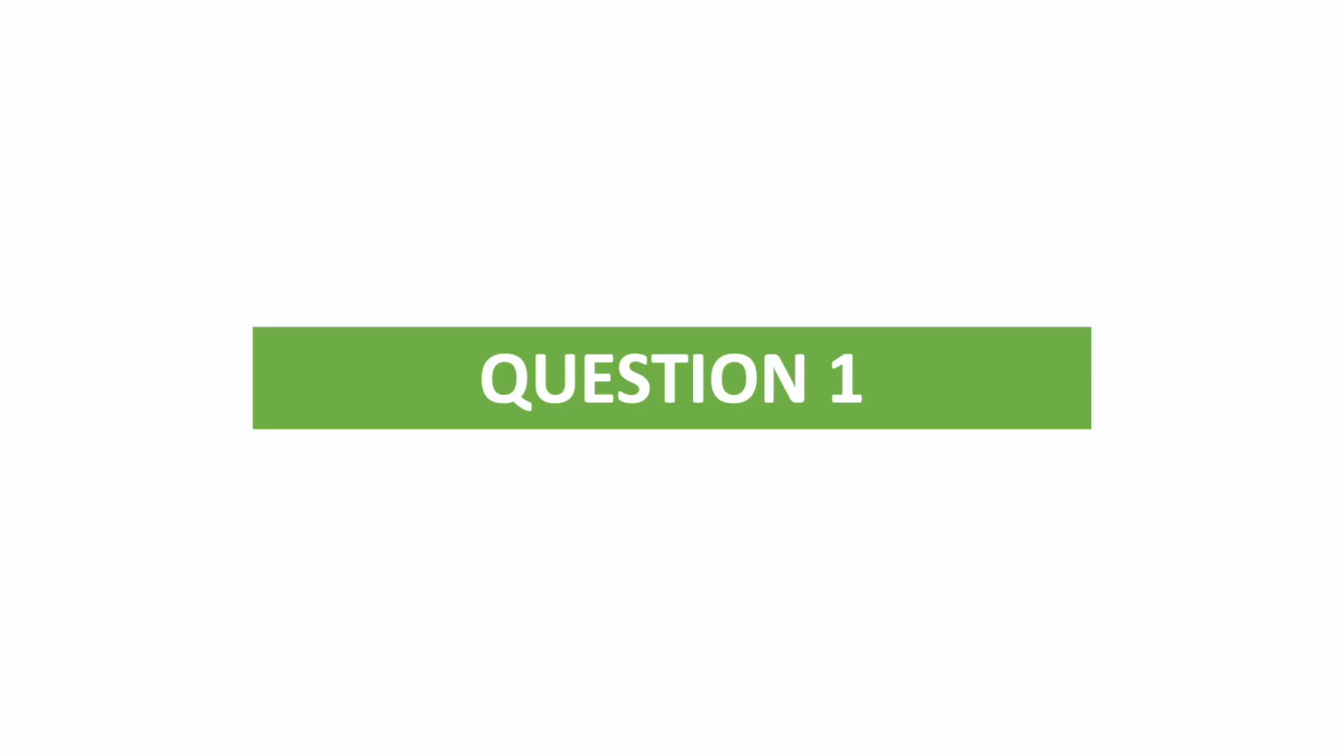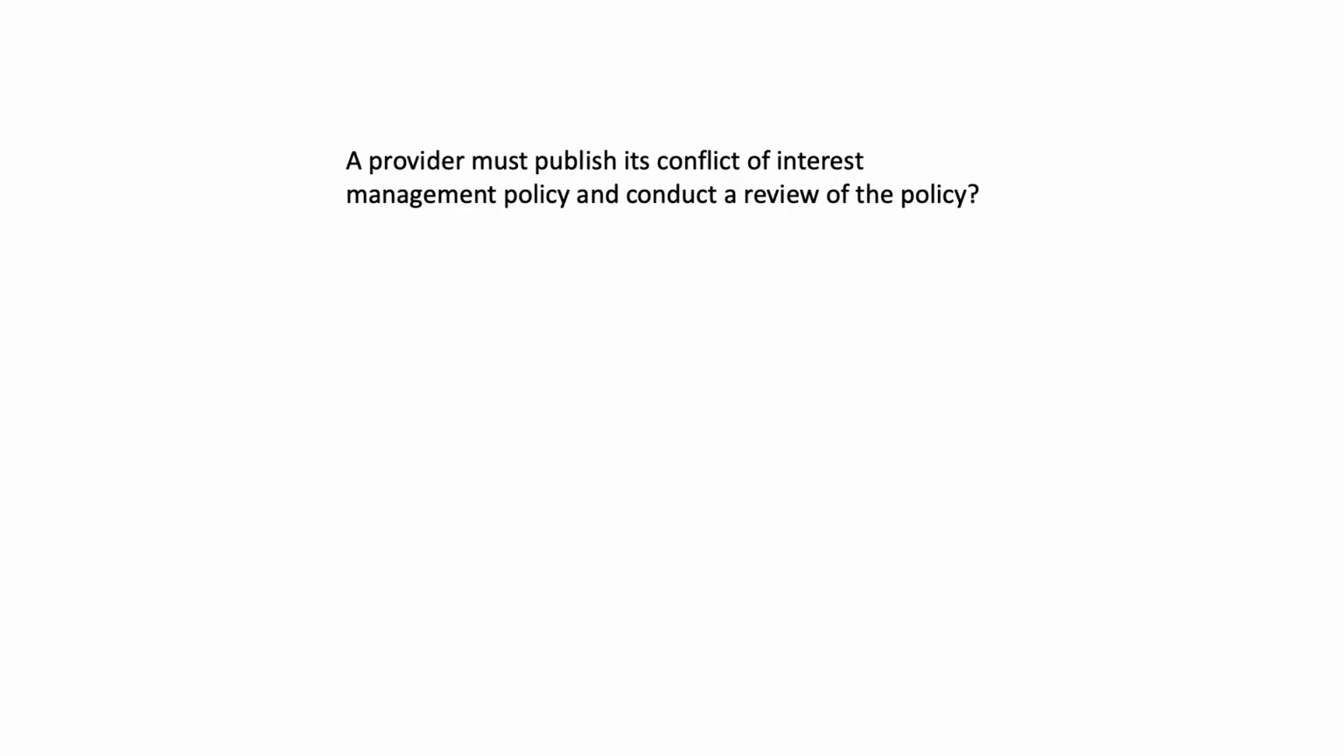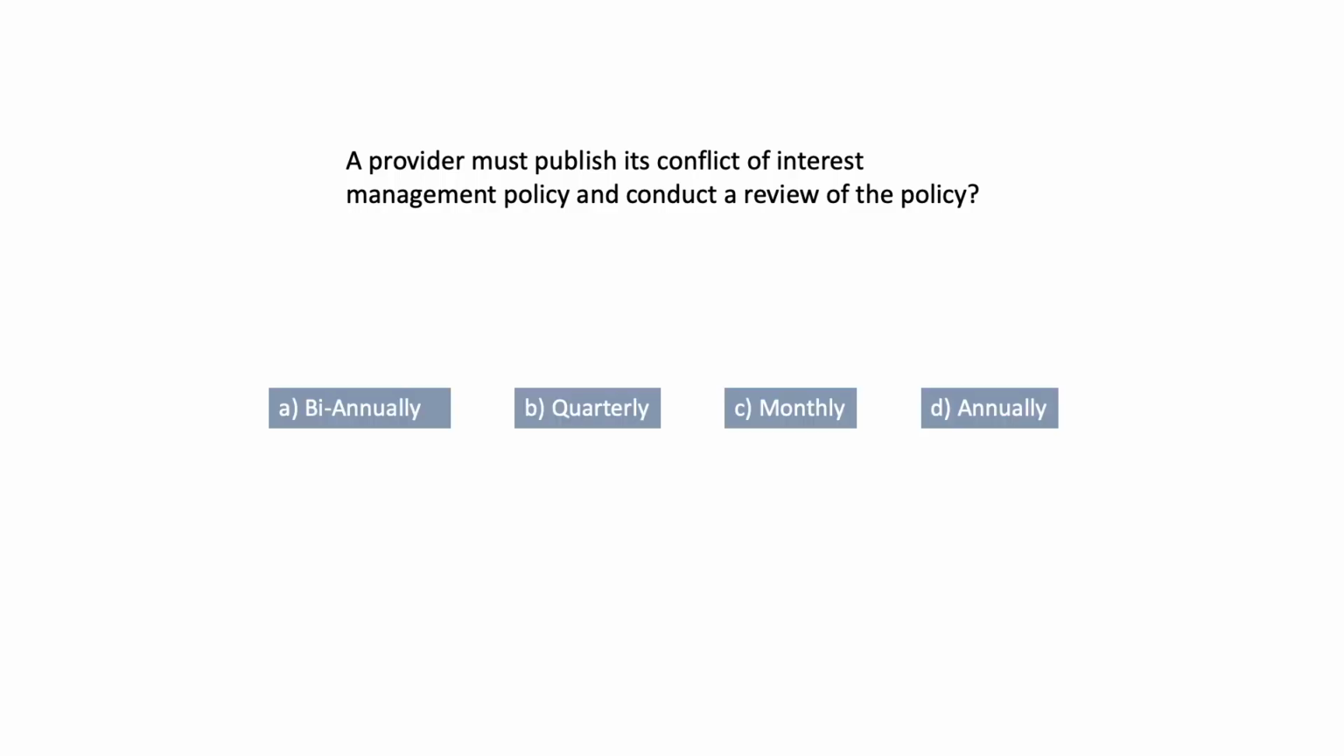Question 1. A provider must publish its conflict of interest management policy and conduct a review of the policy. A. Biannually. B. Quarterly. C. Monthly. D. Annually. And the answer is option D. The FSP reviews its conflict of interest management policy annually.